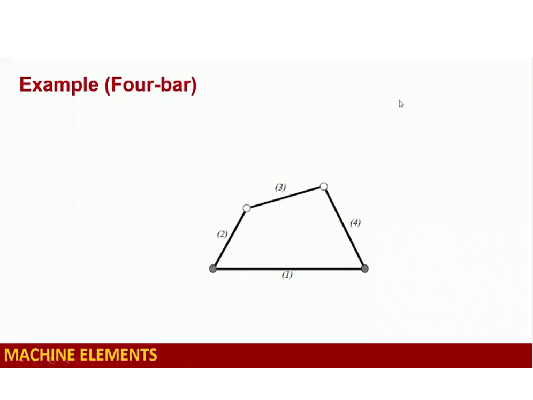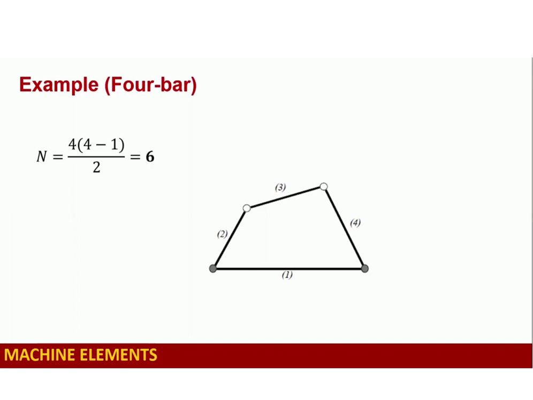So the first step is to compute, using the formula, how many instantaneous centers a mechanism has. This has 4 links. That's why we have 6 instantaneous centers.